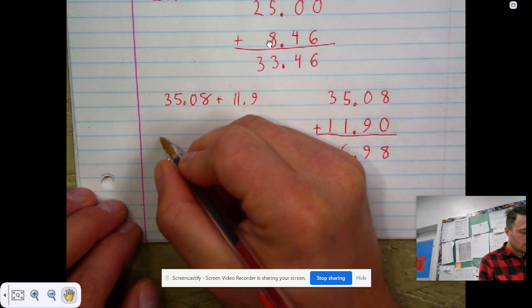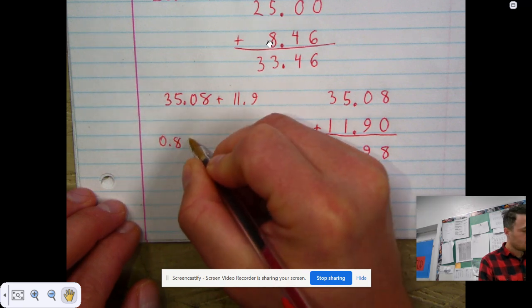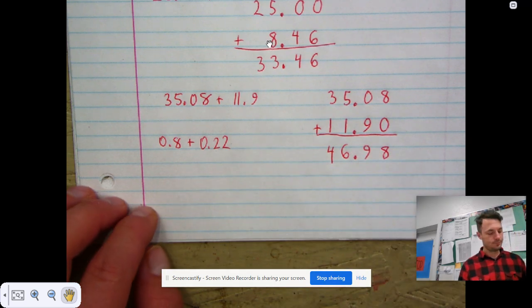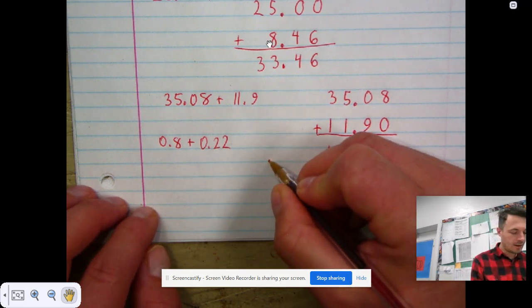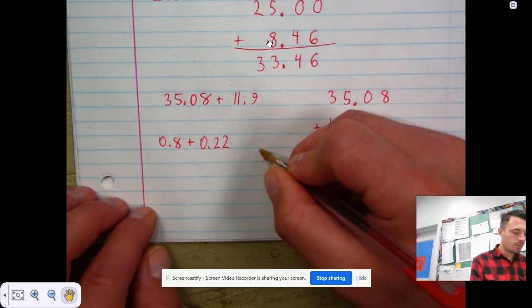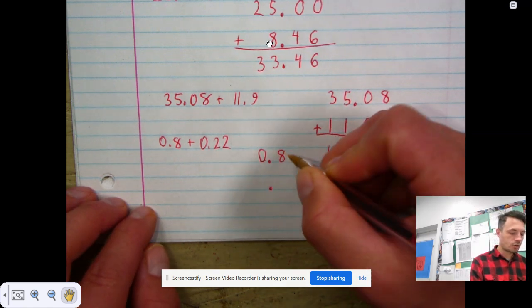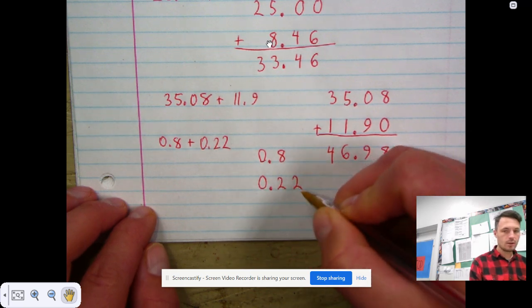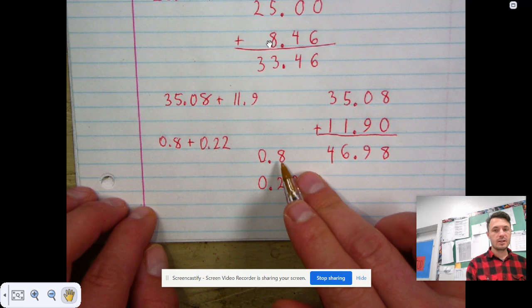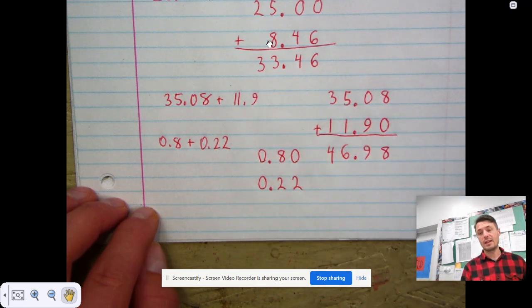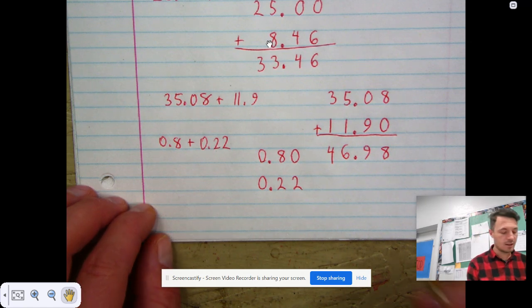Let's do 8 tenths plus 22 hundredths. Step 1, line up the decimal points. Step 2, line up all the place value positions, which we'll naturally do if we just build the numbers around the decimal points. And there's no hundredths place in 8 tenths, but we can add a 0. 80 hundredths is the same value as 8 tenths.